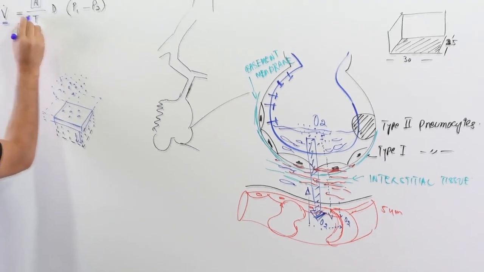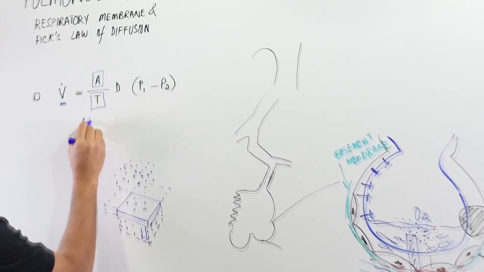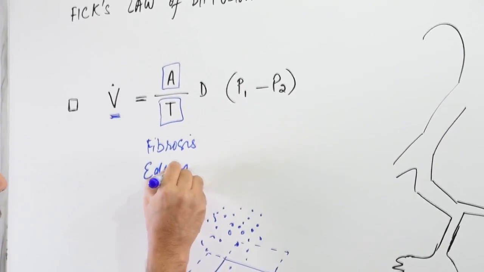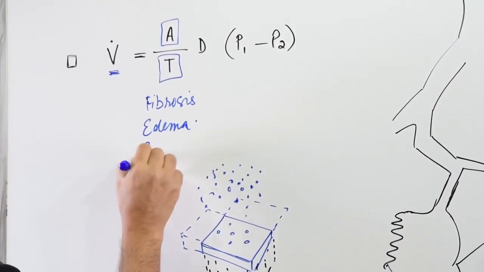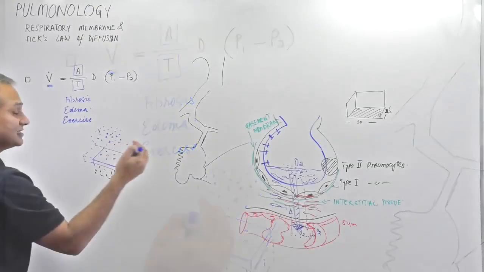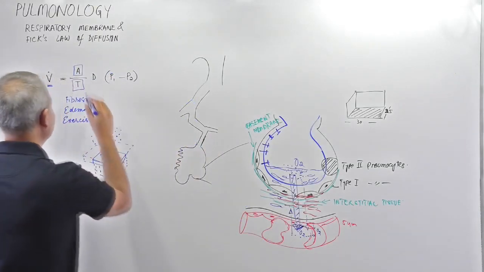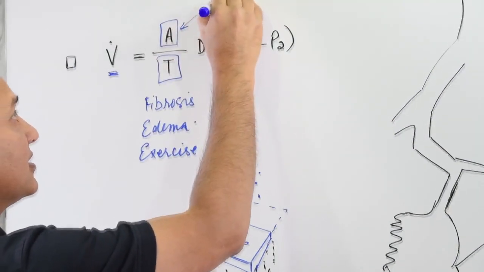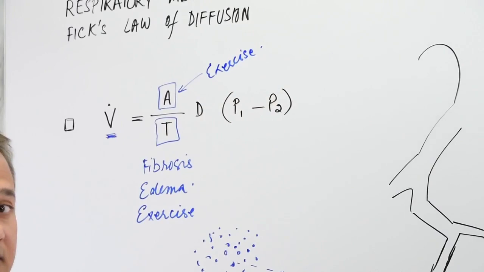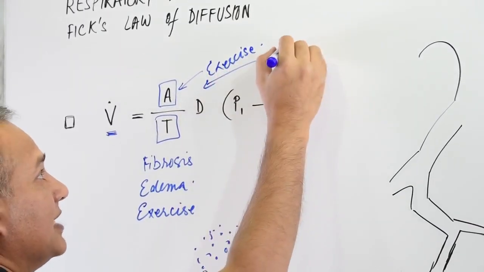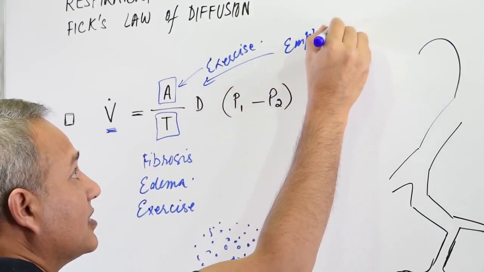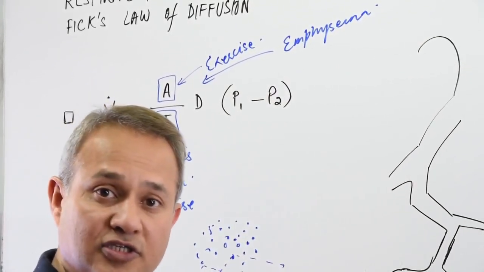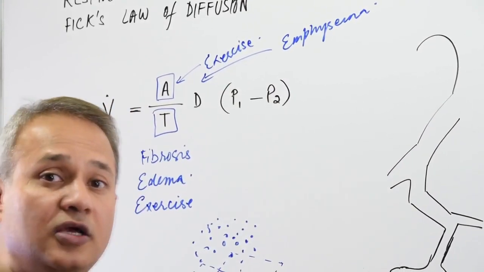What are the factors that are affecting the thickness? Fibrosis, edema, and exercise. You should just know that exercise actually makes it thin instead of thick, right? And how about surface area? What increases the surface area? Exercise. What decreases the surface area? Tell me, emphysema, atelectasis, any obstruction to the bronchial tissue, pneumothorax, these would all reduce it.